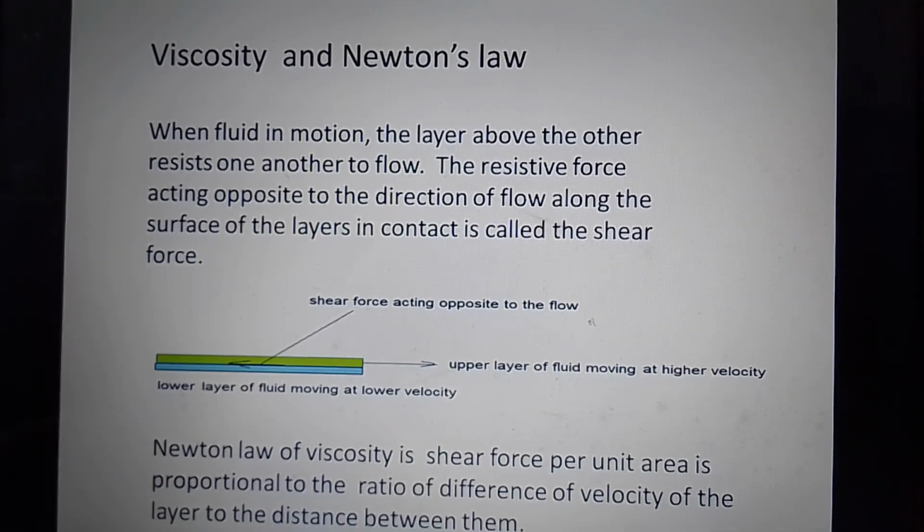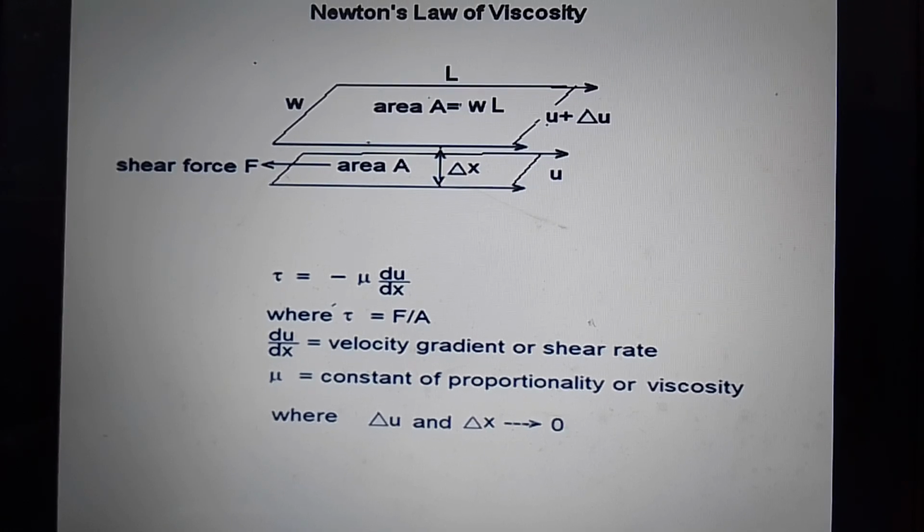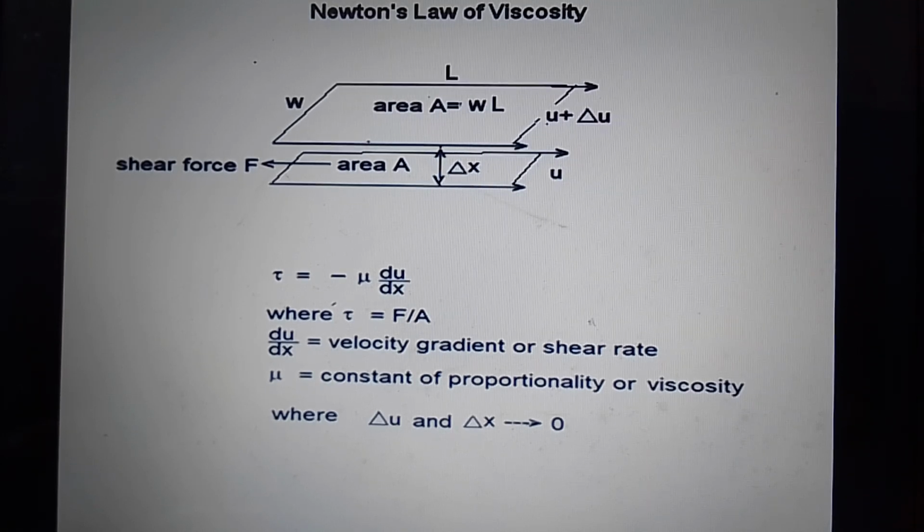Newton's law of viscosity states that shear force per unit area is proportional to the ratio of the difference of velocity of the layers to the distance between them. You can visualize in the figure two slices of fluid in contact moving at different velocities, above u plus delta u and below u, and the distance between these layers is delta x.